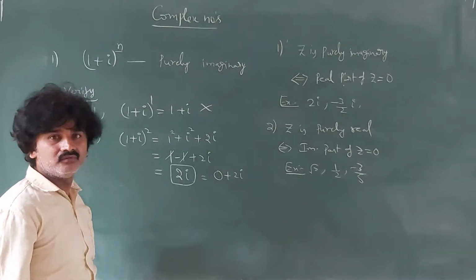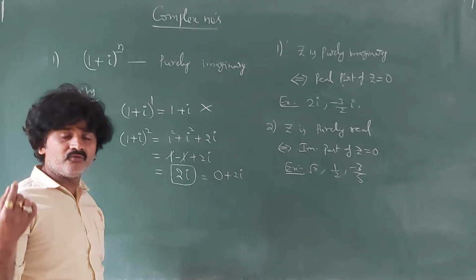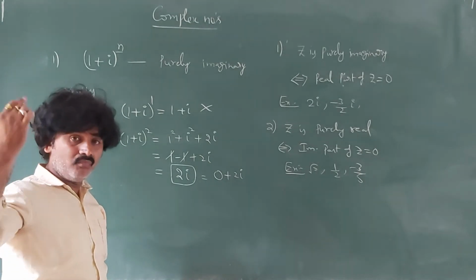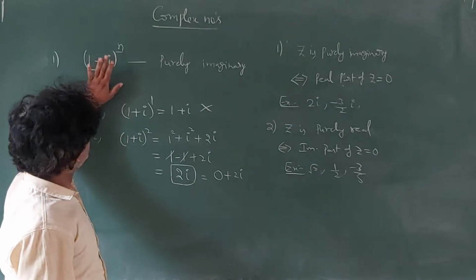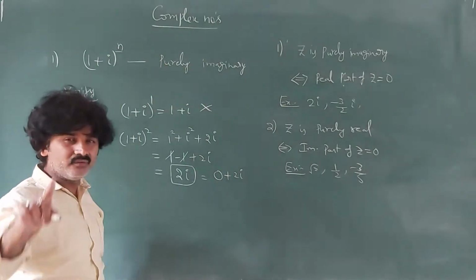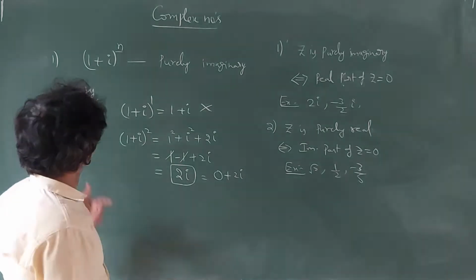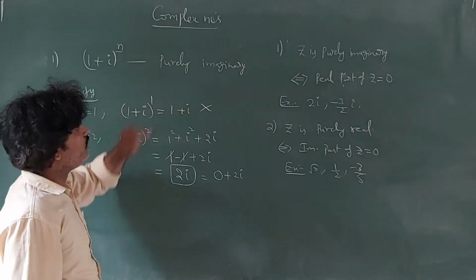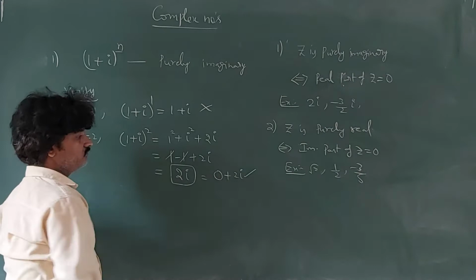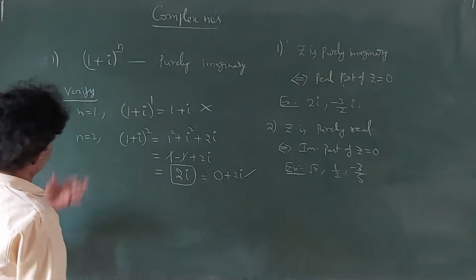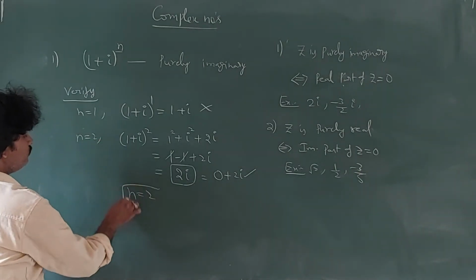So what is the least value now? n is 2. Maybe for further n values like 4 or 5, or some more natural numbers, you may get this purely imaginary. But what are they asking? The least value for which this is purely imaginary. So the smallest value is n equal to 2.